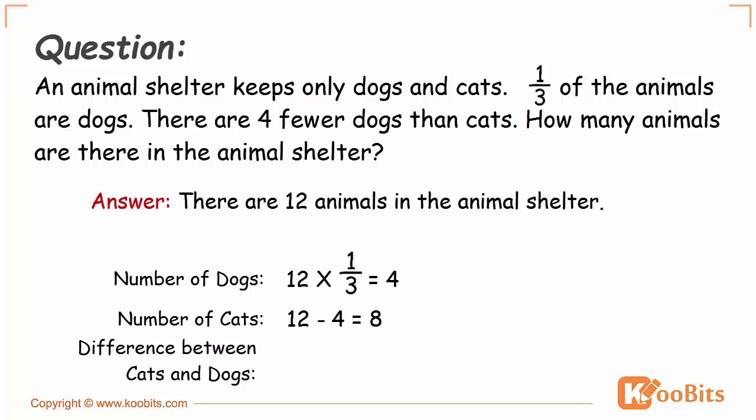8 minus 4 equals 4. There are 4 fewer dogs than cats. This is consistent with the value given in the question. Therefore, we know our answer is correct.